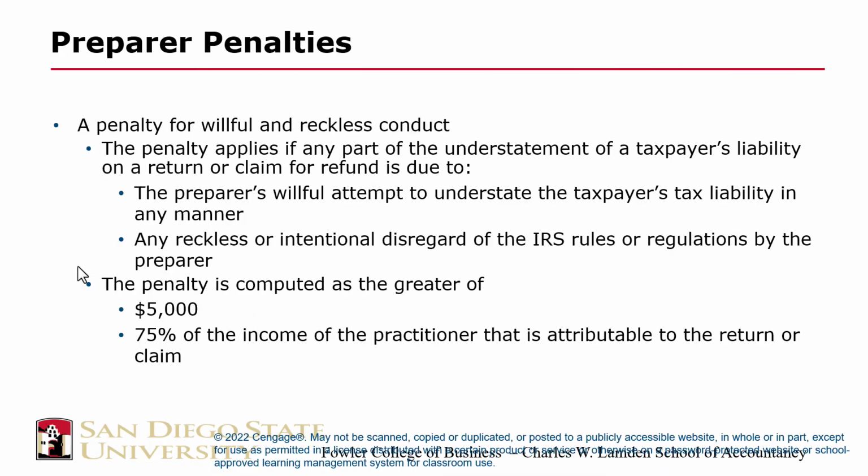So there is a preparer penalty for willful and reckless conduct. It applies to any part of the understatement of a taxpayer's liability if it's due to the preparer's willful attempt to understate the tax or a reckless or intentional disregard of the rules is what resulted in that. The penalty is the greater of $5,000 or 75% of the income of the practitioner that is attributable to the return of the claim.